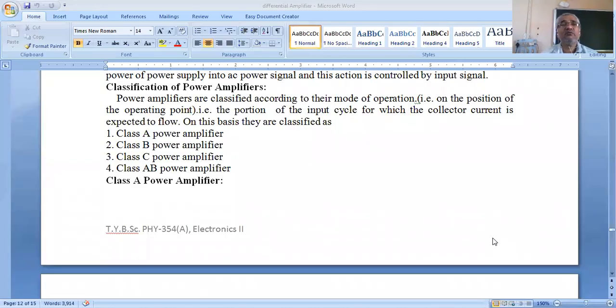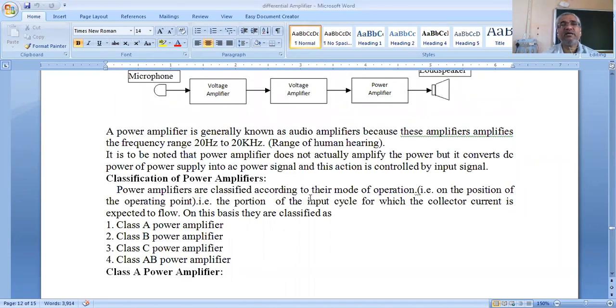I welcome all of you to today's lecture on classification of amplifiers. In the last lecture, we have seen the voltage amplifier and power amplifiers. So remember the definition of voltage amplifier and power amplifier.